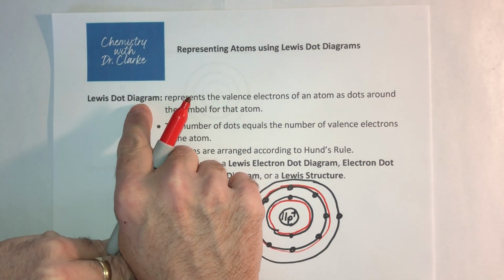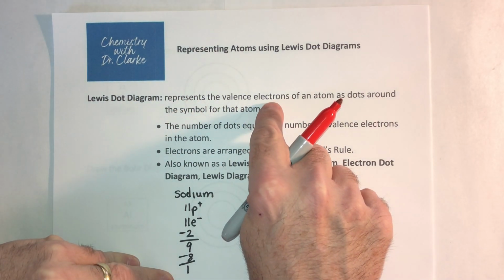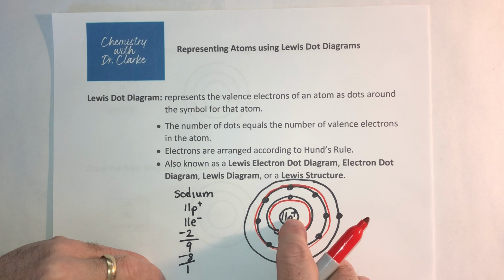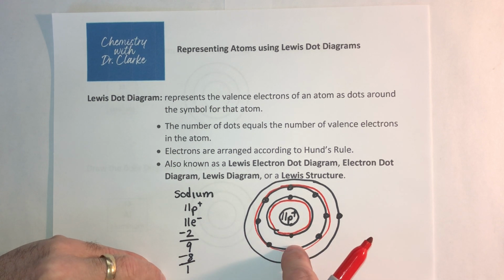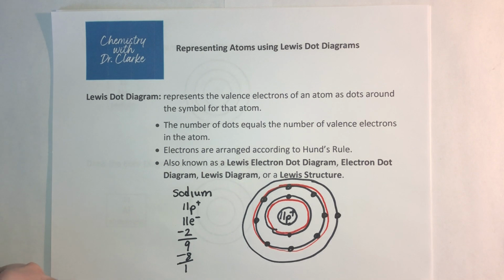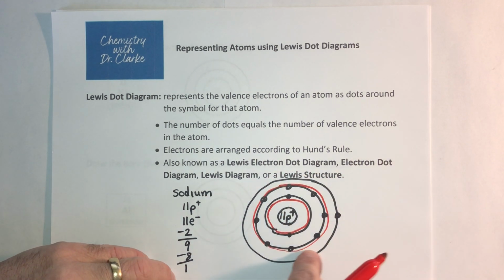So when we do a Lewis dot diagram, really the only electrons that we're going to be interested in are the valence electrons. So you're not even going to draw the nucleus, you're not going to draw the first ring, you're not drawing the second ring. Any ring that's filled, you don't have to draw it. The only one that you're going to draw is this outermost ring.